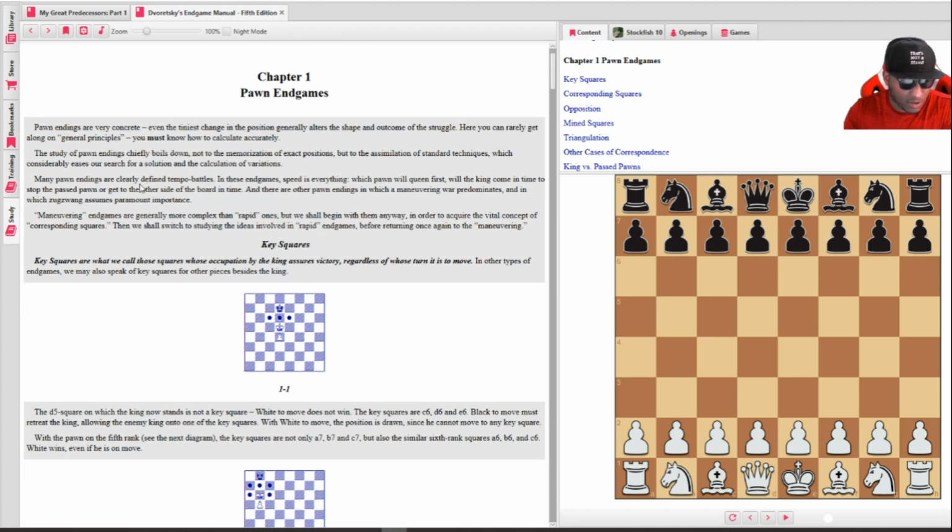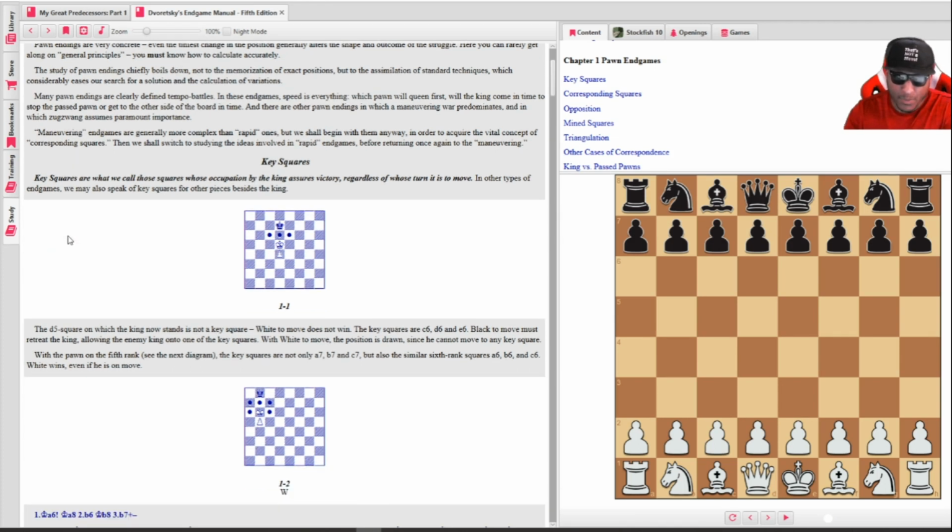Many pawn endings are clearly defined tempo battles. It's nice. In these endgames, speed is everything. Which pawn will queen first? Will the king come in time to stop the passed pawn or get to the other side of the board in time? And there are other pawn endings in which a maneuvering war predominates and in which zugzwang assumes paramount importance. Maneuvering endgames are generally more complex than rapid ones, but we shall begin with them anyway in order to acquire the vital concept of corresponding squares. That's very important. He talks about that.